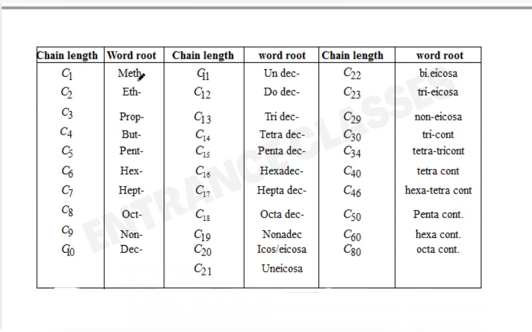For example, C1 we call meth, C2 is eth, C3 prop, but, pent, hex, hept, oct, non, dec. 11 is undec, 12 dodec, 13 tridec, tetradec, pentadec, hexadec, heptadec, octadec, nonadec. C20 is icosa, 22 is docosa, 23 tricosa, C30 is triacont, tetracont, hexatetracont, C50 is pentacont, C60 is hexacont, and in this way C80 is octacont. So these are the main word roots.